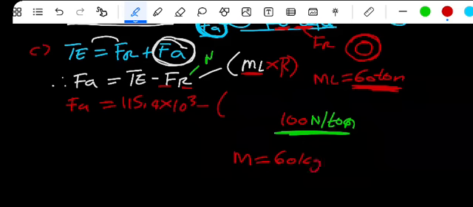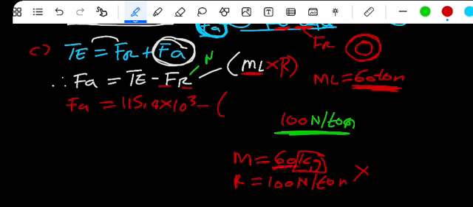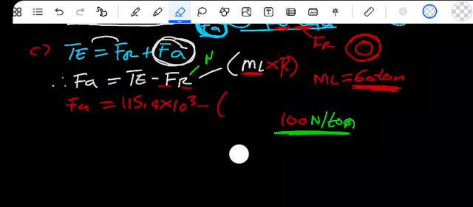Make sure you match up the units. Let's say now the tractive rolling resistance is 100 Newton per ton. You cannot just multiply, because the units are not the same. You have to convert this to be in tons so that the SI units will be the same.